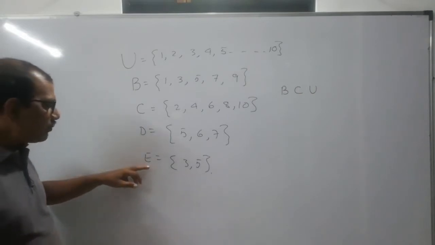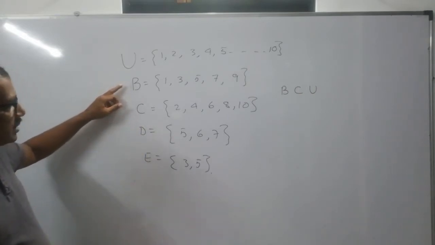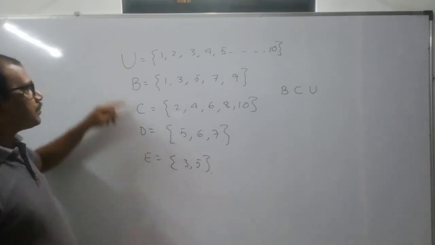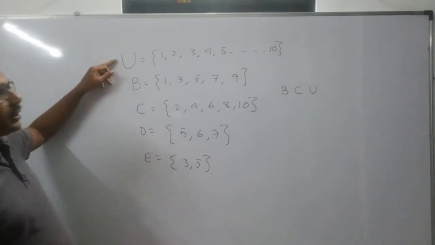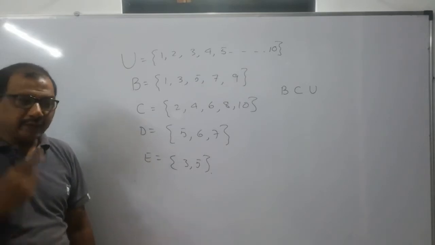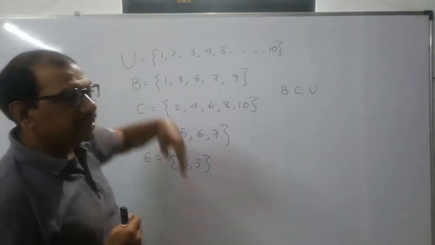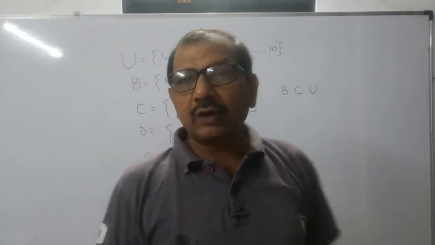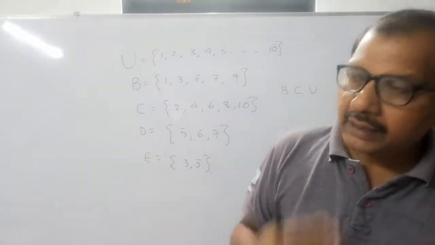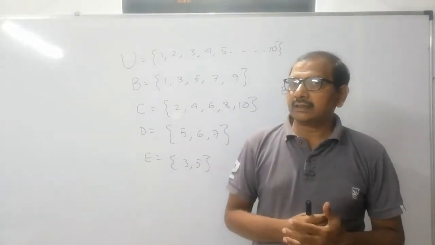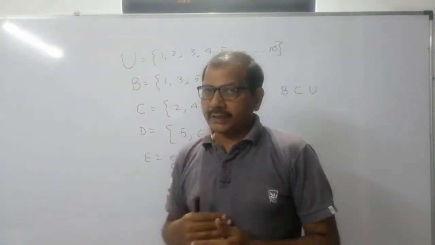All the elements of E are present in B, right? So E is also a subset of B. E is a subset of U also, right? So if all the elements of one set are present in another set, the first set will be called a subset, alright. तो आपको समझ में आया रहेगा what is a universal set, what do you mean by subset.